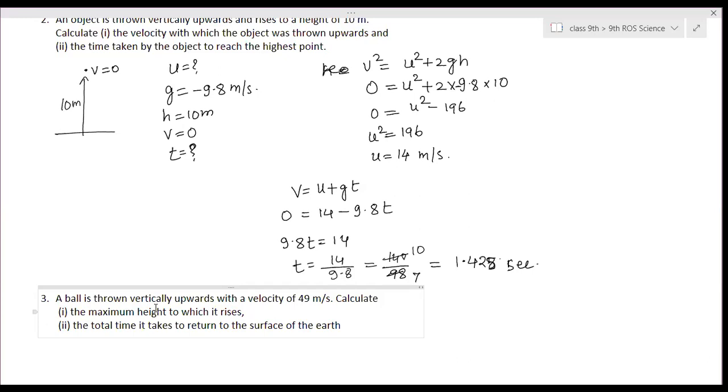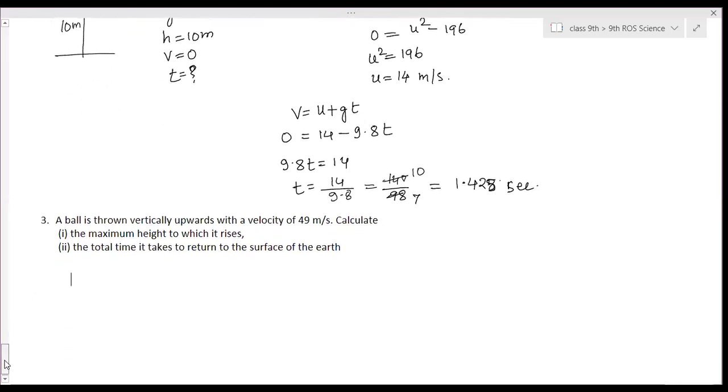Here they have asked the total time it takes to return to the surface. That means it moves upward and then returns also. The total time you have to calculate. Ma'am, so we can find the time while it goes and multiply by 2.